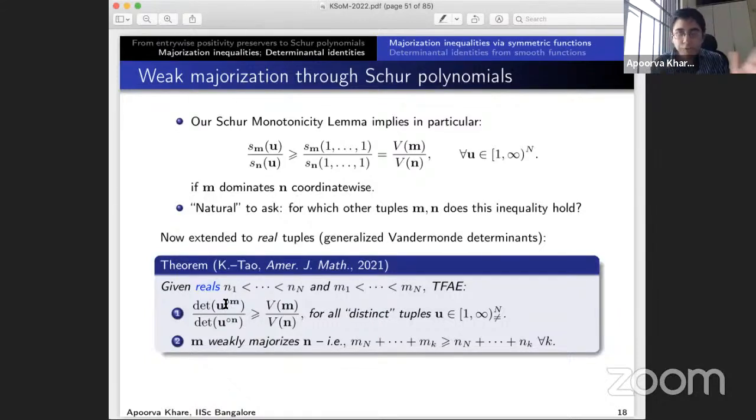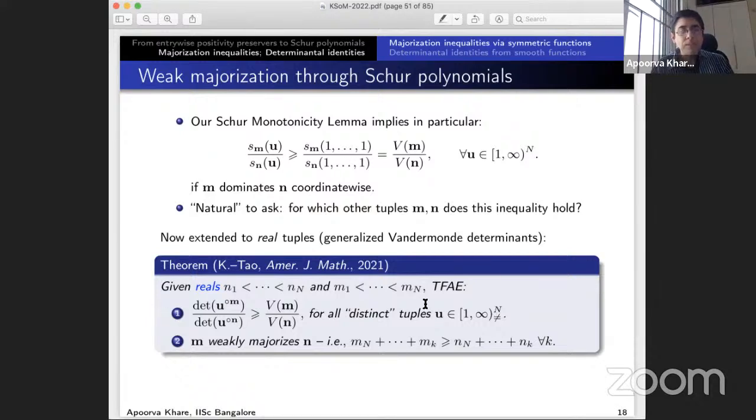So this is a second offshoot of that Schur monotonicity lemma. It was useful for positivity preservers. It's also useful for weak majorization. So given two real tuples, and I don't need non-negative, or integer powers, this ratio beats the ratio of the Vandermonde. The only thing I need to restrict to is that these u's cannot have the same argument, because I need to divide by generalized Vandermonde matrices. So let me take distinct tuples, meaning tuples in (1, infinity) to the n, but with pairwise distinct components.